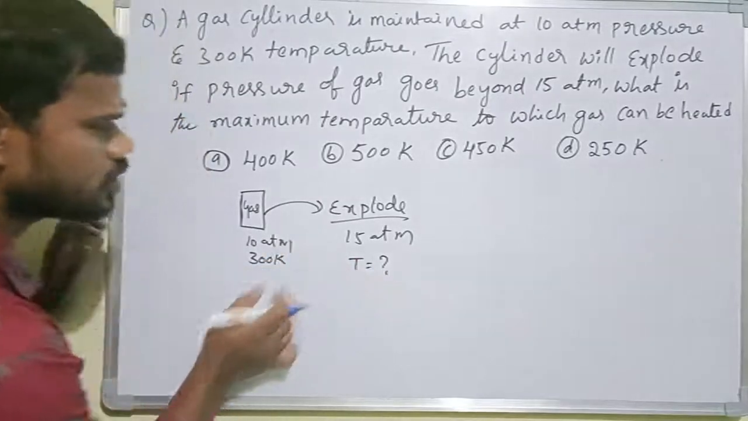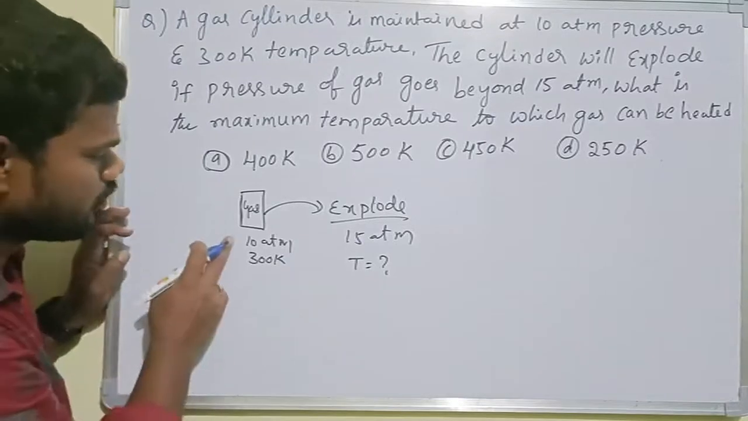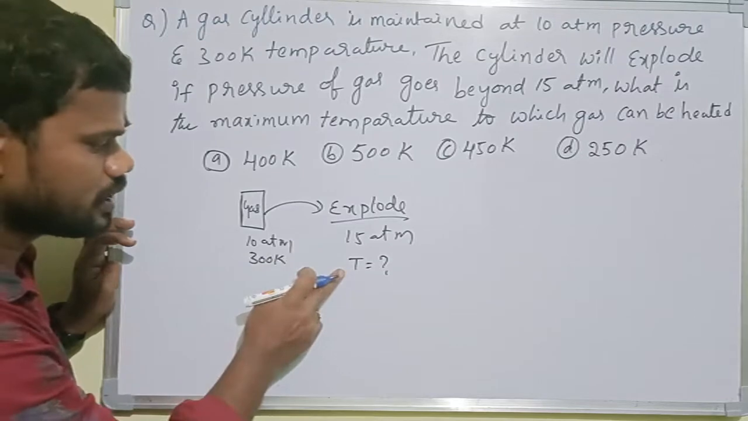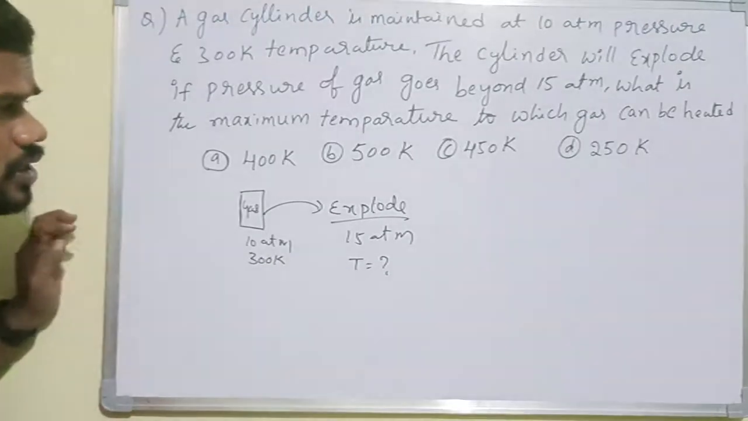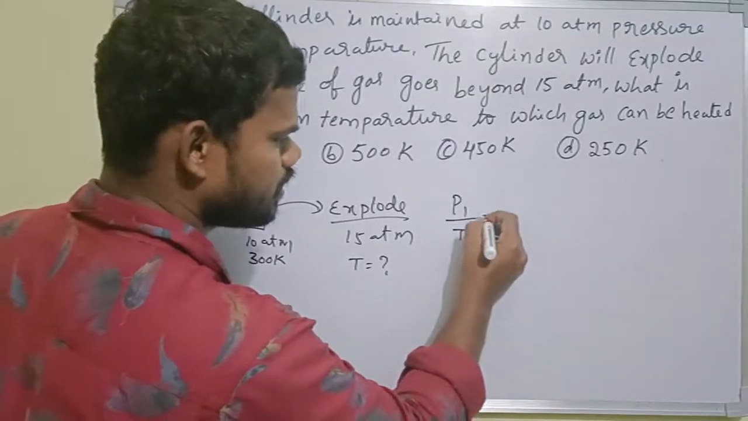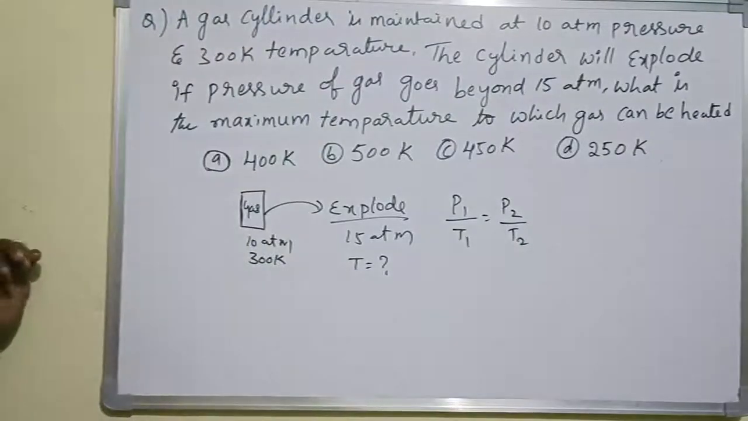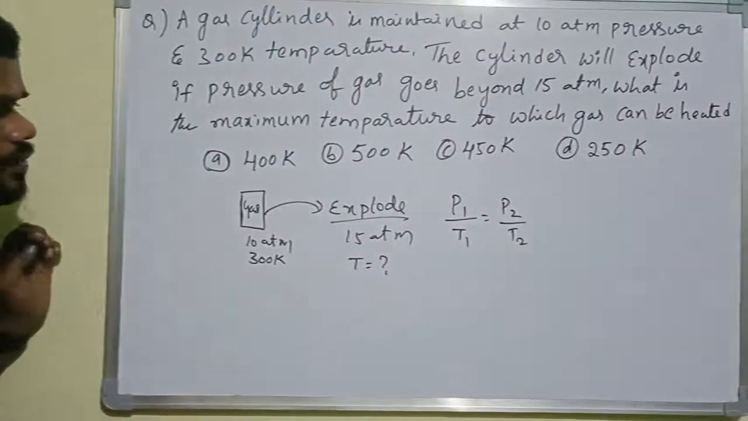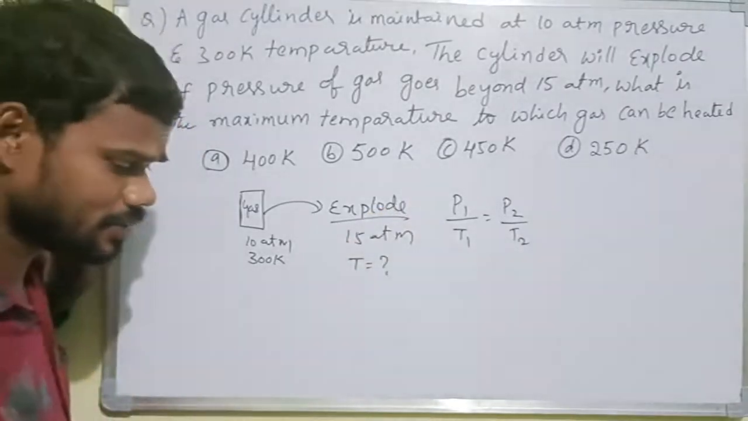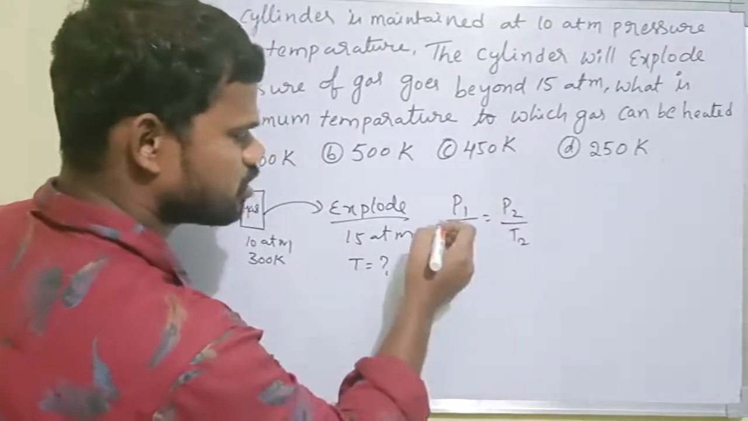So how should we calculate, by using which formula can we solve this one? We have pressure and temperature here, and we also have a pressure, and we want to calculate the temperature. So which formula can we use here? That is P1 by T1 equal to P2 by T2. At constant volume, pressure is directly proportional to temperature, that is nothing but Gay-Lussac's law. Based on this law, we can solve this problem.